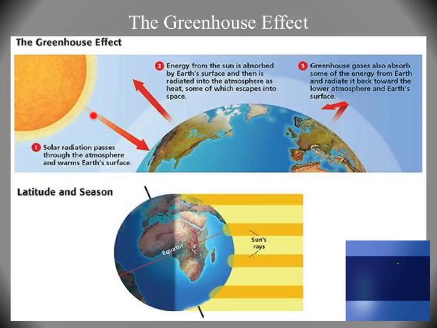And what happens is we get solar radiation coming in and hitting the Earth. It passes through the atmosphere and warms the Earth's surface. That energy is absorbed by the Earth's surface, and eventually it is radiated or released back into the atmosphere as heat.